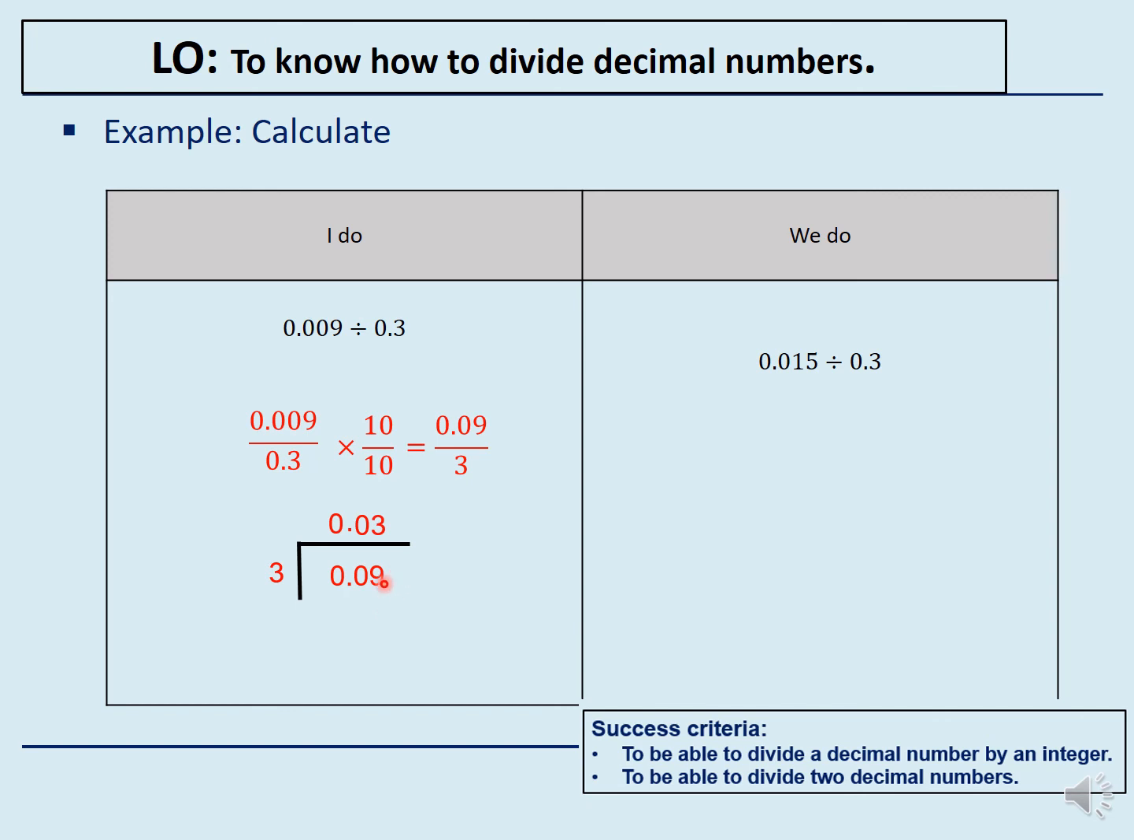So that means the calculation is finished, and my last answer is 0.03. So this is the answer for the division calculation. So my last answer is 0.03.